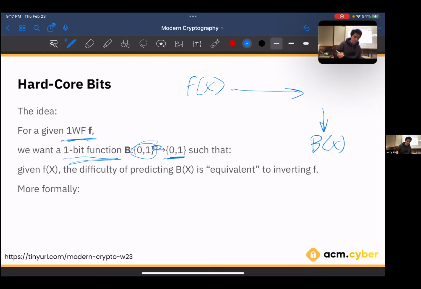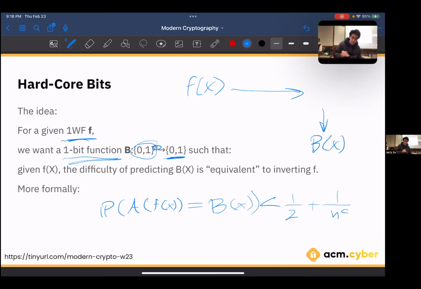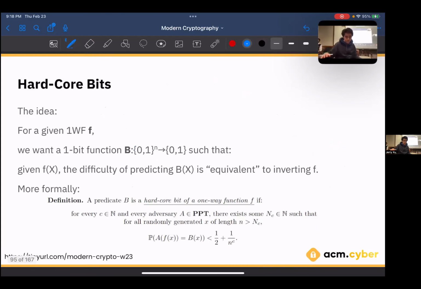So what we really want to say is that when I give some adversary f of x, the probability that they output the correct value b of x is going to be less than random guessing plus the reciprocal of some polynomial, right? So the key is we're allowing this baseline of random guessing, but we're not giving them any more. Again, as a formalized version of what we just said, the probability that an adversary can predict the hardcore bit given the output of the function is less than random guessing plus some negligible amount.